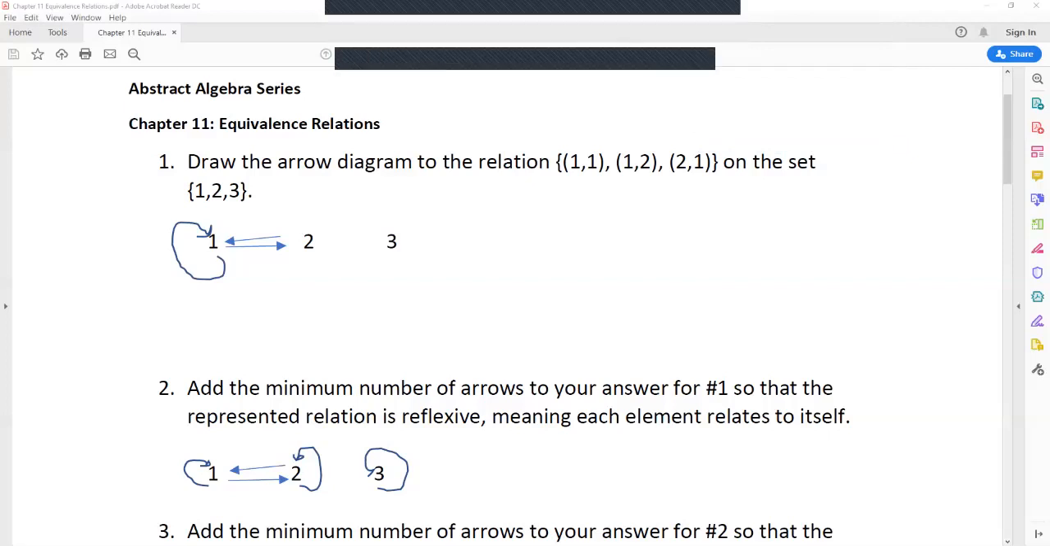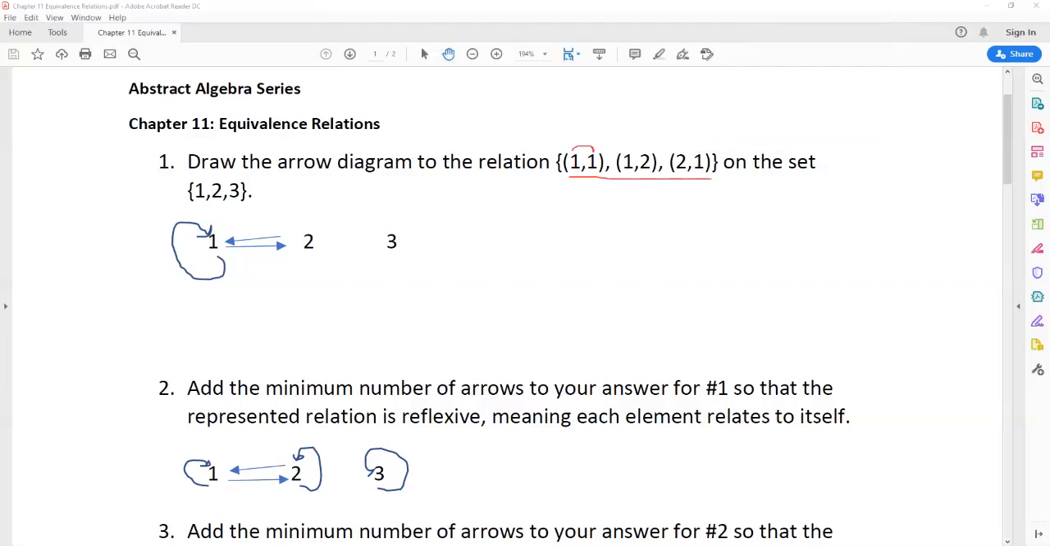Chapter 11 in the Abstract Algebra series is on equivalence relations, and problem number 1 asks us to draw the arrow diagram to the given relation. Notice that in the set of ordered pairs here, 1 maps to 1, and 1 also maps to 2, and then 2 maps to 1. So that's all we have on that set to work with. So let's do the arrow diagram.